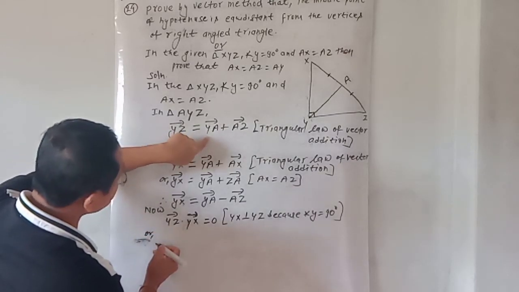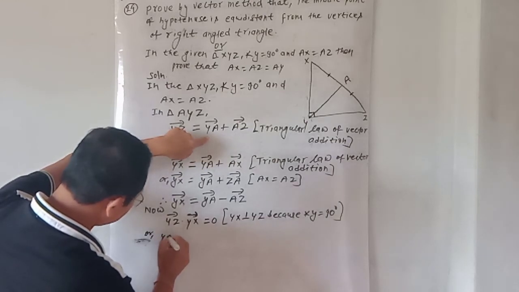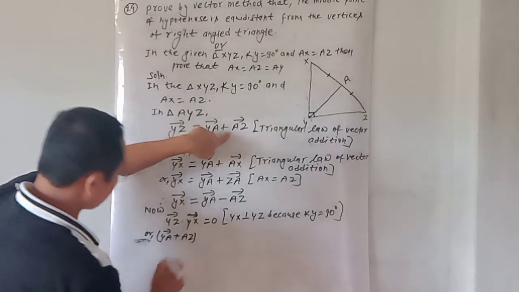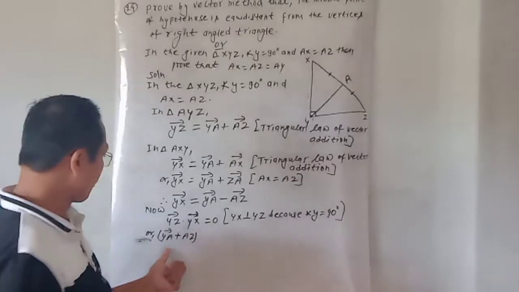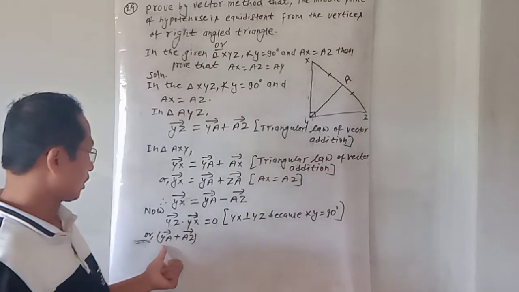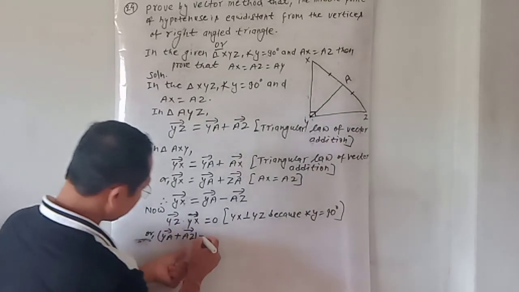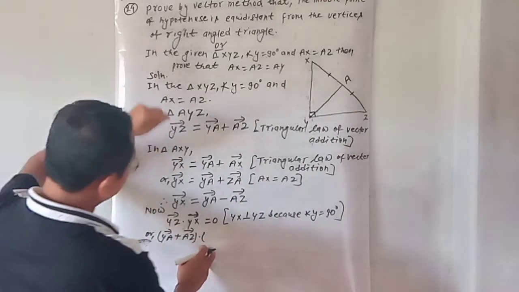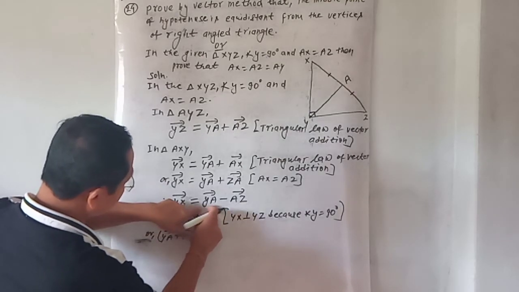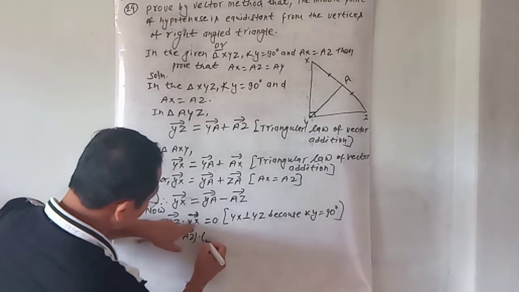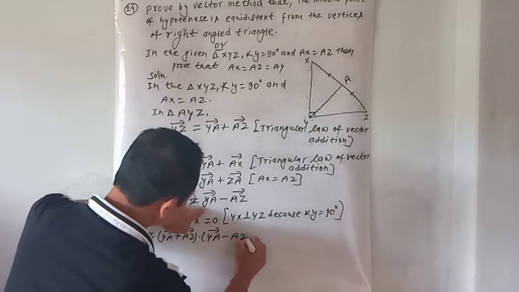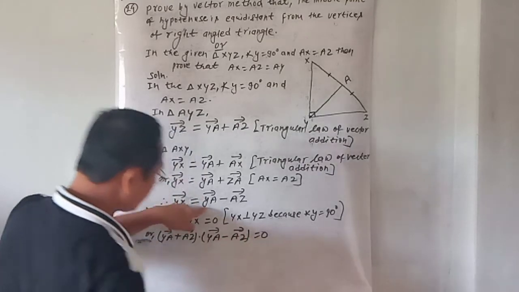Vector YZ is equal to what is given here, vector YA plus vector AZ. So in place of YZ we can write YA plus AZ vector, dot YX, vector YX, whose value we have calculated as YA minus AZ. So in place of vector YX we can write vector YA minus AZ is equal to 0.